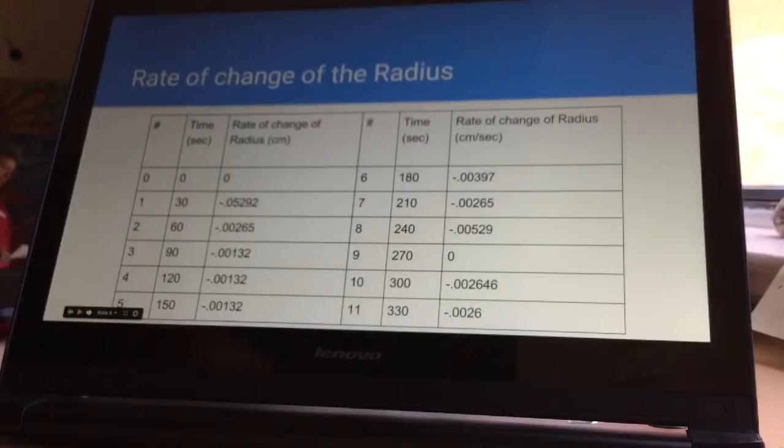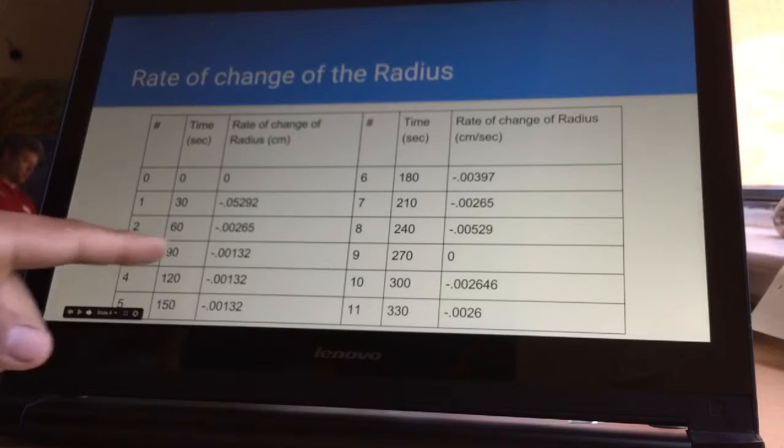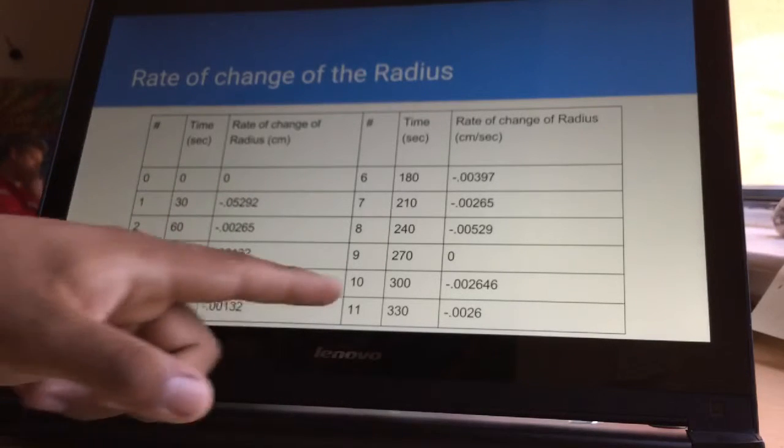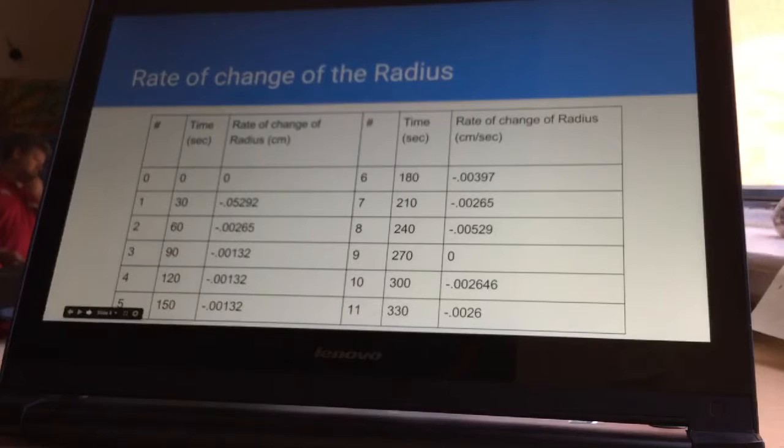Some of the things that we noticed about the rates of change is that our 3rd, 4th, and 5th trials are similar, and on the 9th trial it felt like we had no change. On 10 and 11 we had the exact same change, but this was as we were approaching the center of the Tootsie Pop.